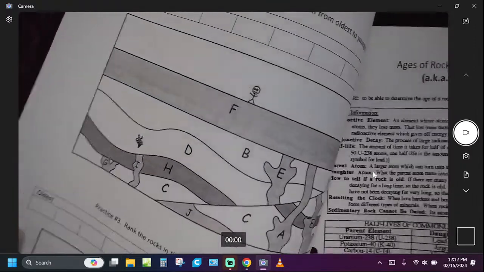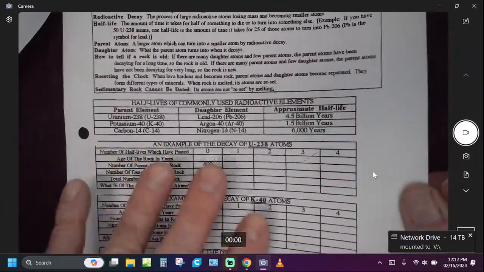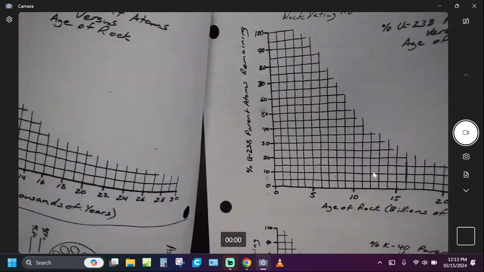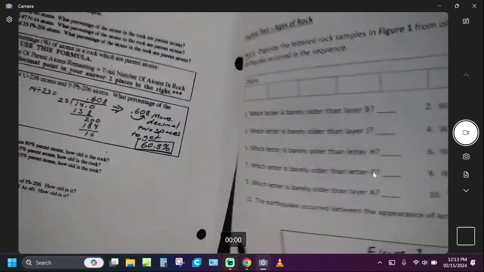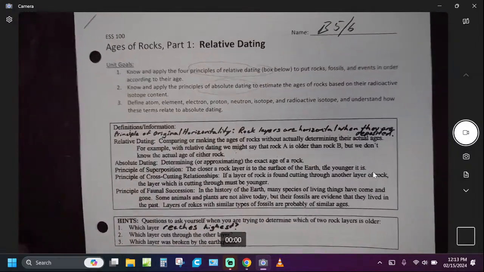We'll probably do more practice in between now and then, but this is where there's going to be a little bit of math. This is where we'll figure out the exact age of rocks. And there's going to be some graphing to do. If you're not good at math, though, I'll help you out. It's going to be okay. You'll be able to do this.